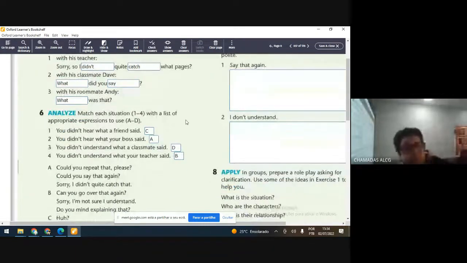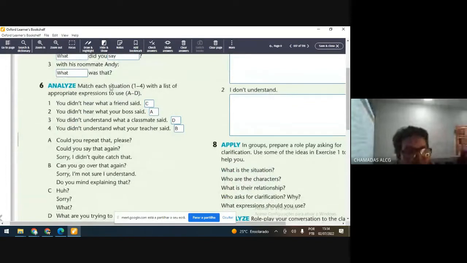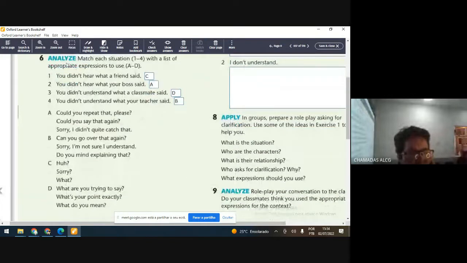Good. In number 6, we should match each situation from 1 to 4 with a list of appropriate expressions to use, A to D. So here we have the answers, right? Suppose you didn't hear what a friend said. So you can say, huh, sorry, or what, because you're talking to a friend. Now, you didn't hear what your boss said. Then you should choose from letter A. Could you repeat that, please? Or could you say that again? Or, sorry, I didn't quite catch that.